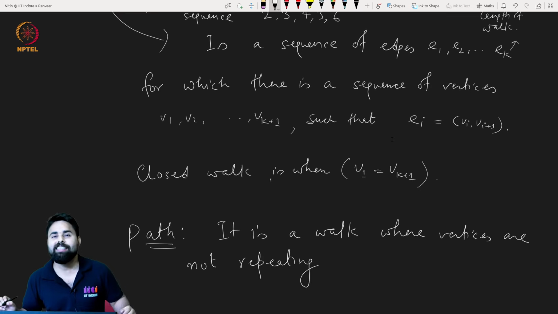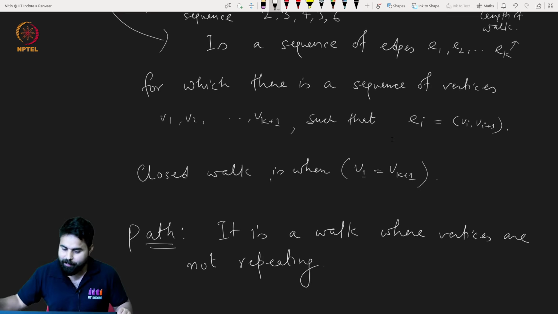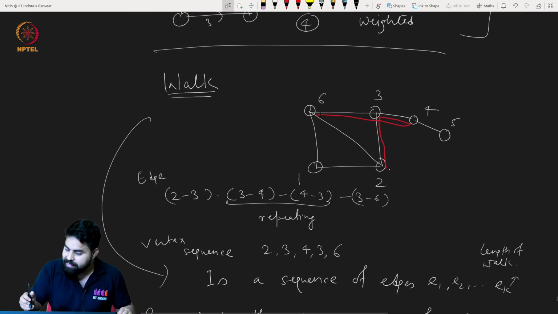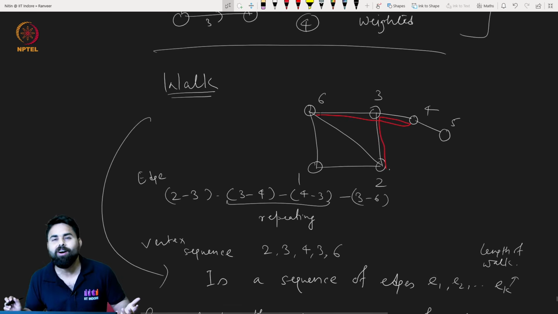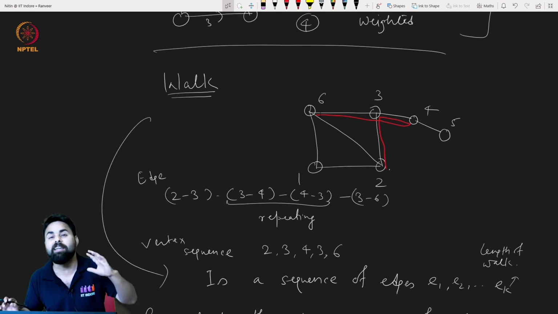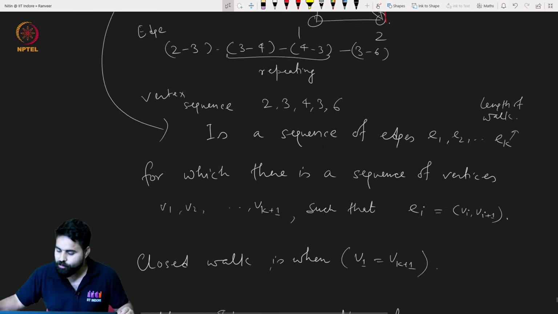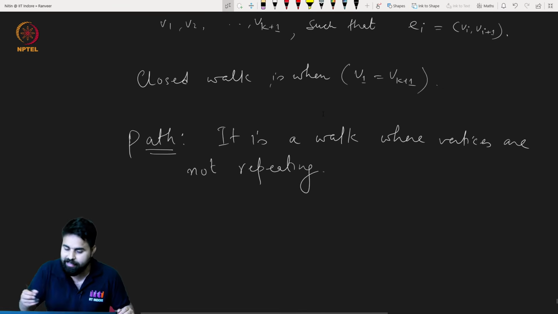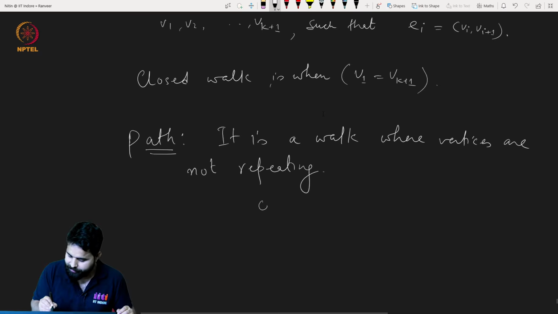Very good. The vertices are not repeating. So for example, is this red color traversal a walk or a path? No, because the vertex 3 is repeating, right? So a walk is what? Let me give you an example. A path is this. An example of a path could be this, right?